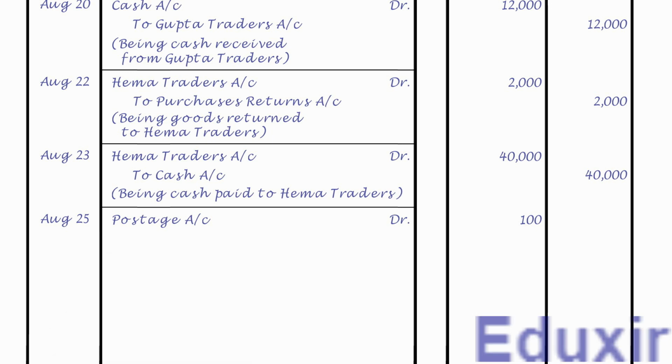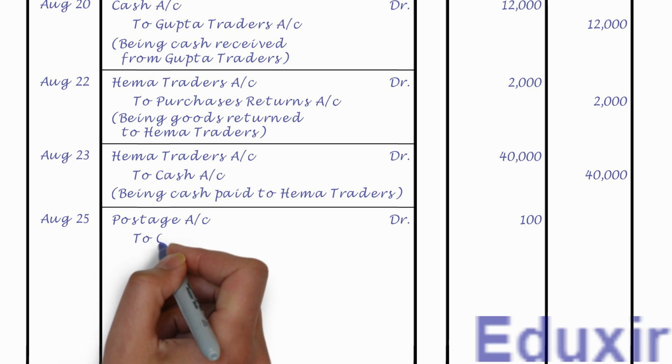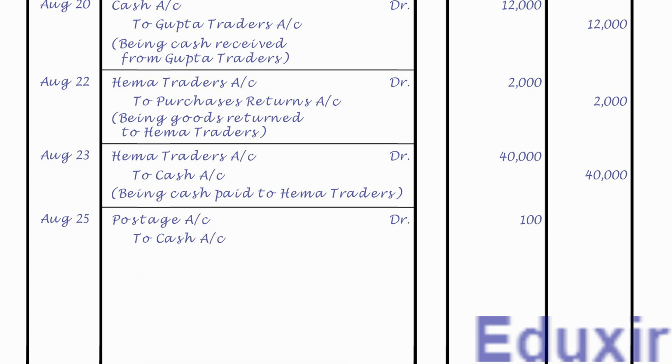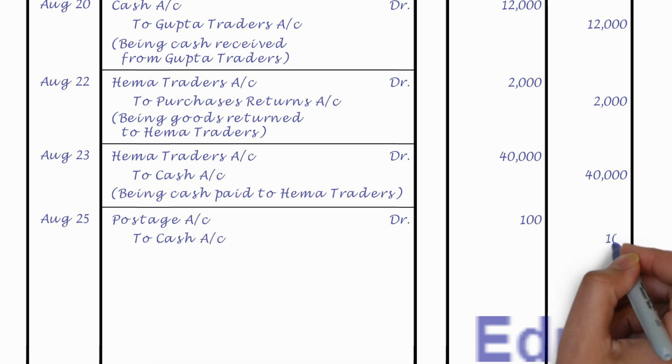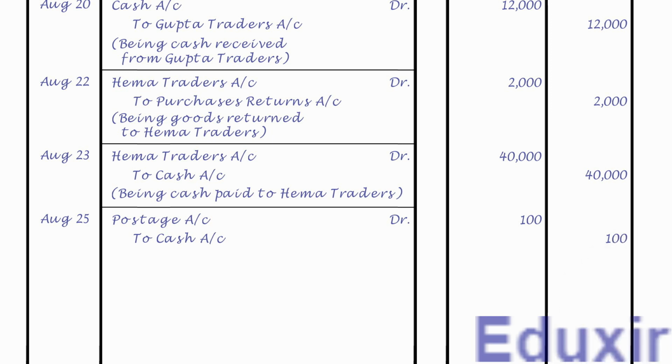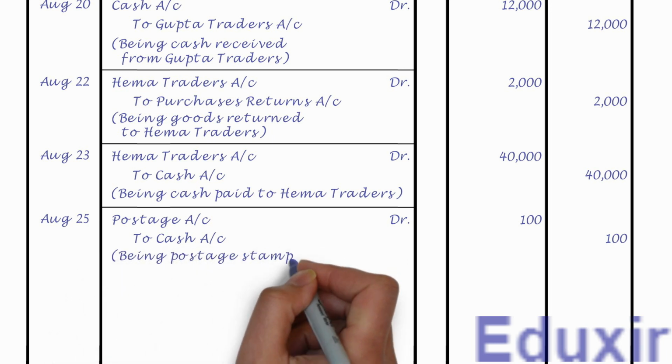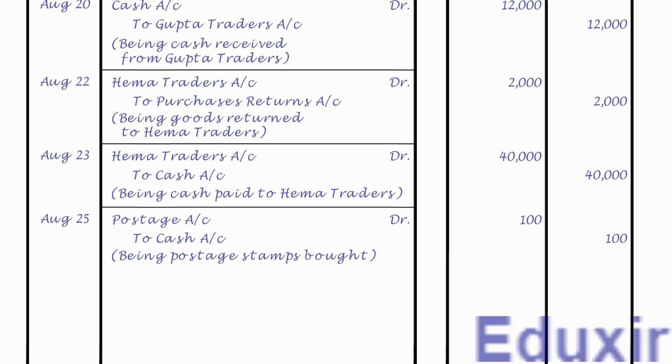Leaving a margin, let us now record the cash account as the credit entry. Let us also record the credit amount of 100 rupees into the credit amount column. Let us now record the narration or description of this transaction, that is, being postage stamps bought. Let us now draw a line to mark the completion of journalizing of this transaction. That completes the journalizing of this transaction. Let us now take up the next transaction.